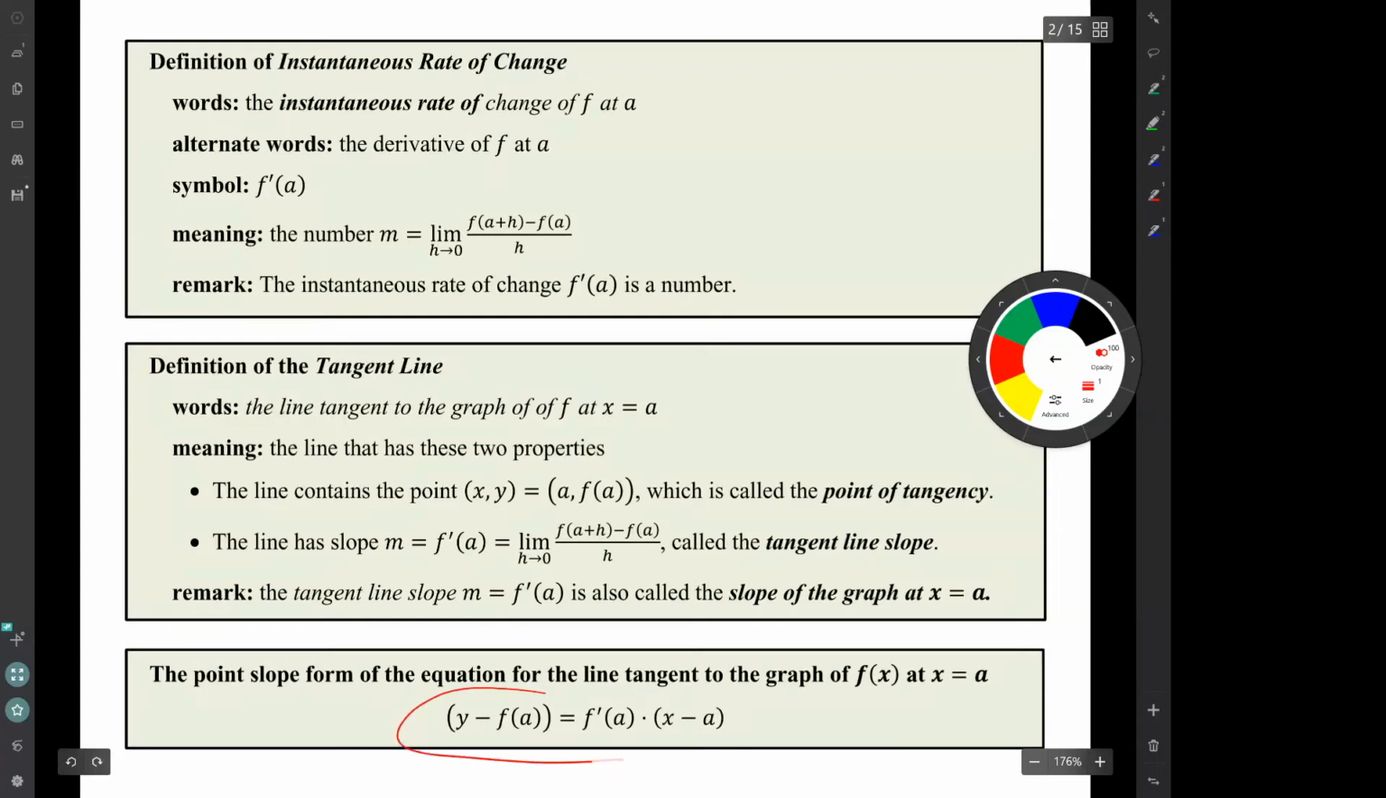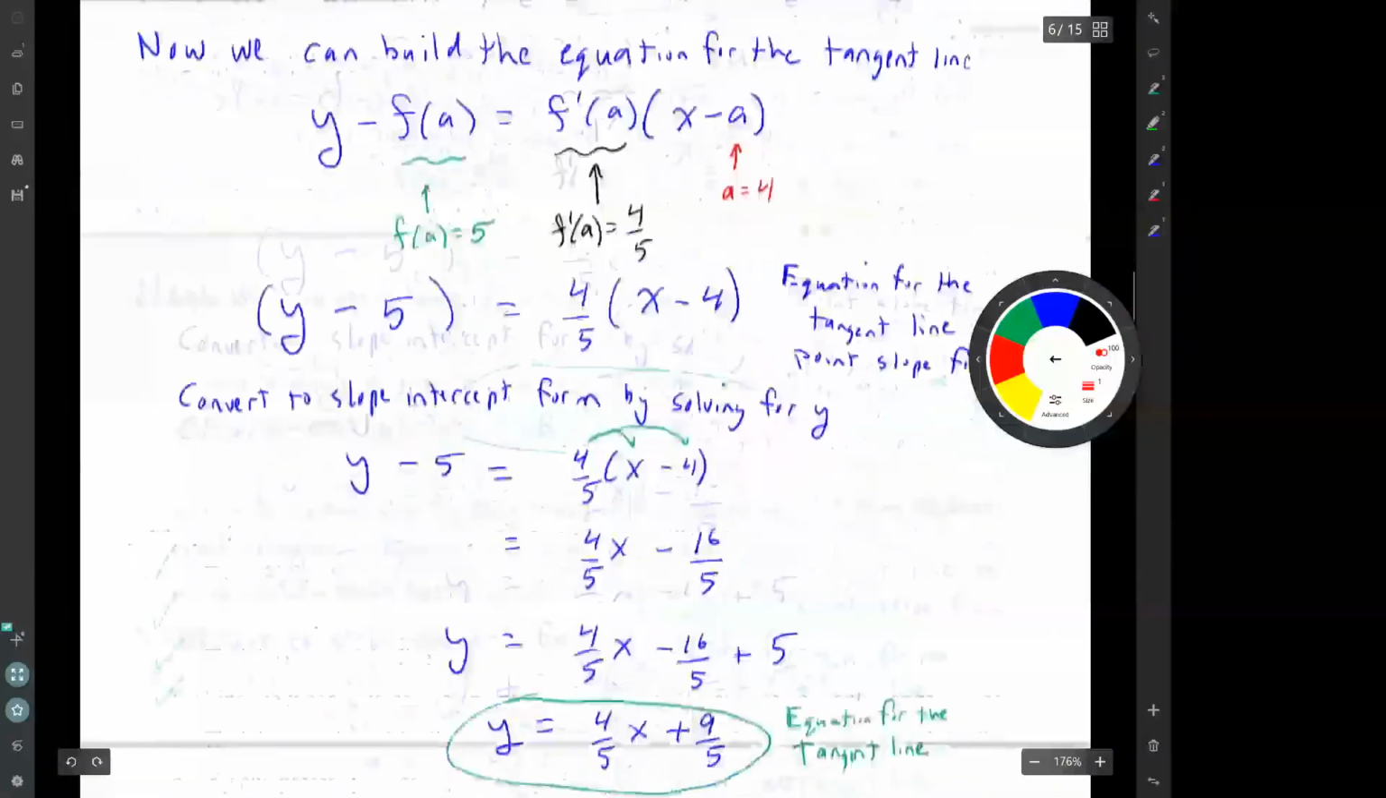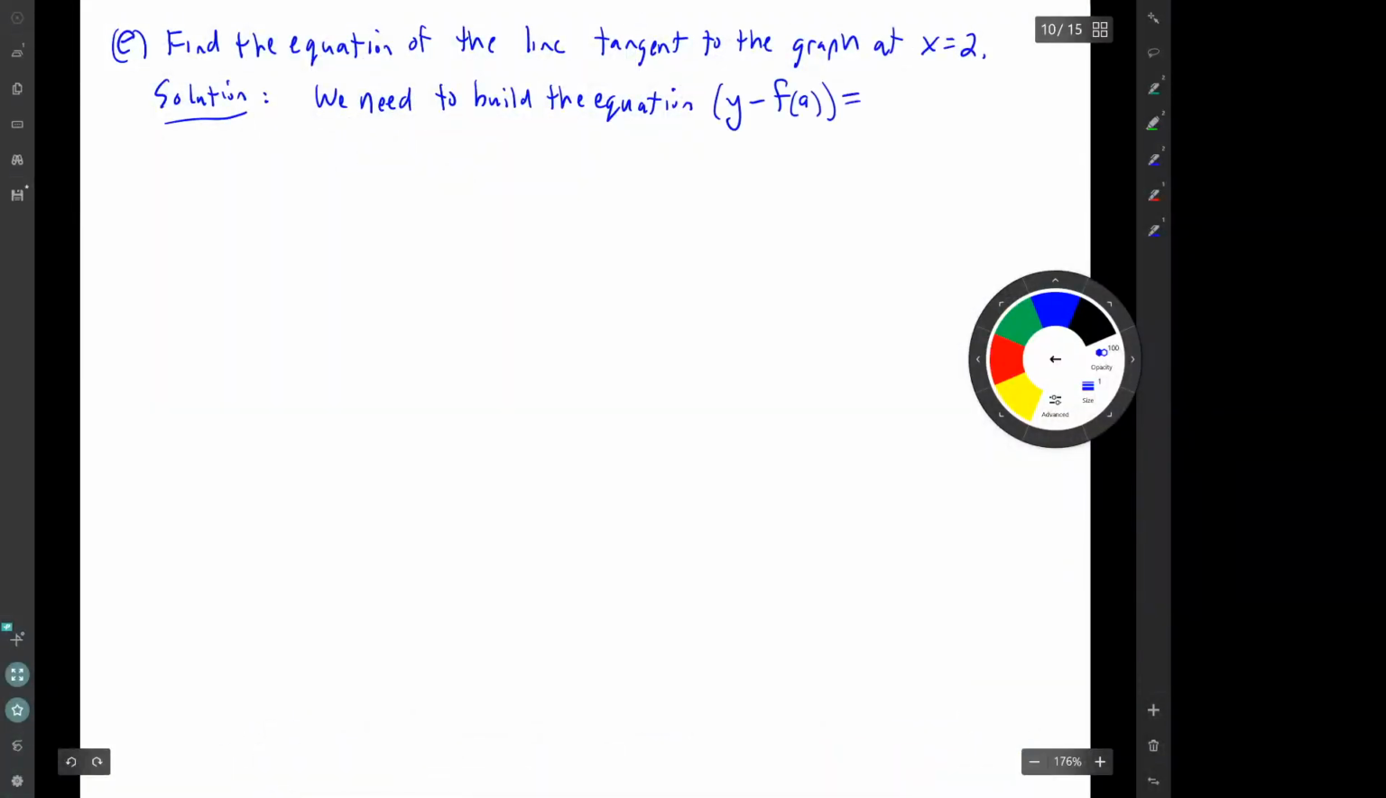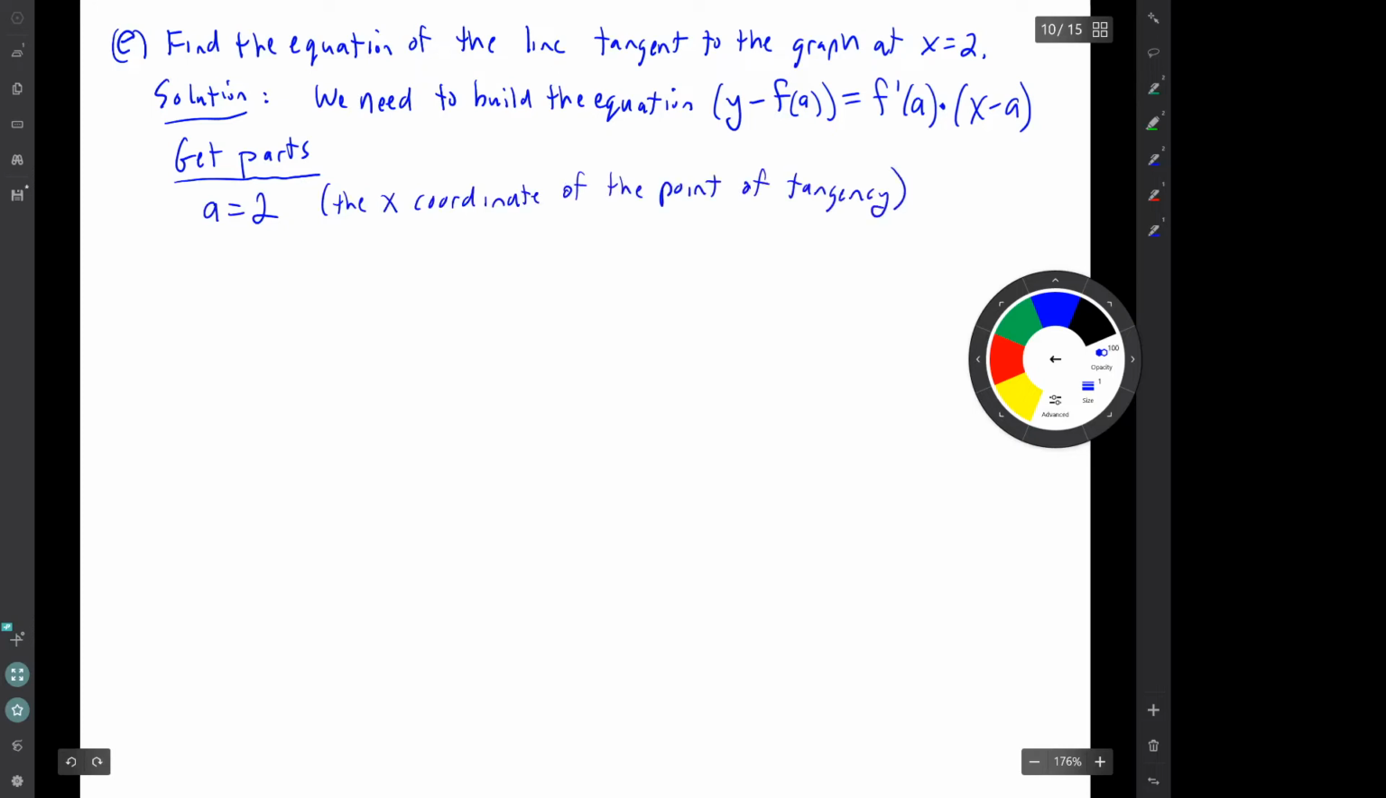Remember, the generic equation for the tangent line is this thing: y minus f of a equals f prime of a times the quantity x minus a. And remember the approach I always take after I write down that equation. I get the parts that we're going to need to populate that equation. So the first part is easy. The value of a is given to us in the problem statement. So we've found the number that's going to go there in that equation.